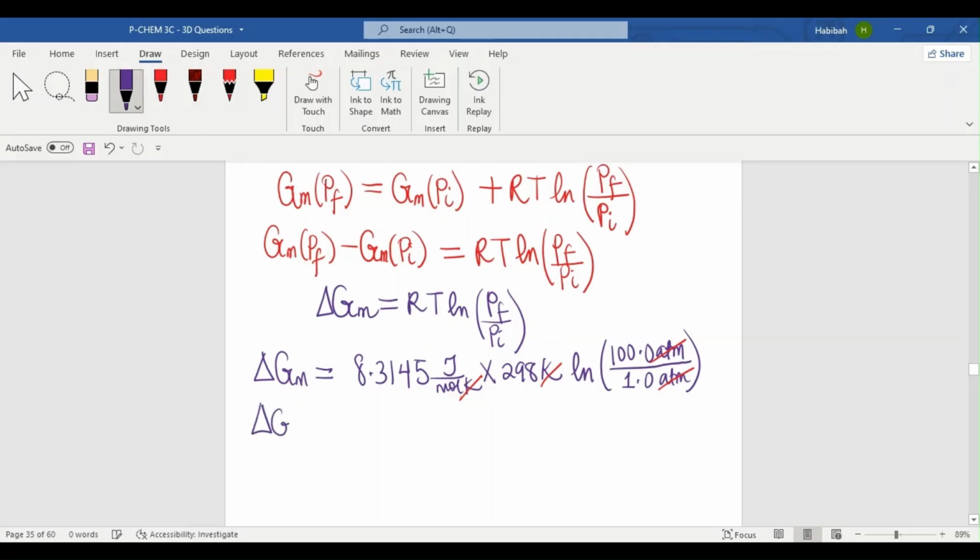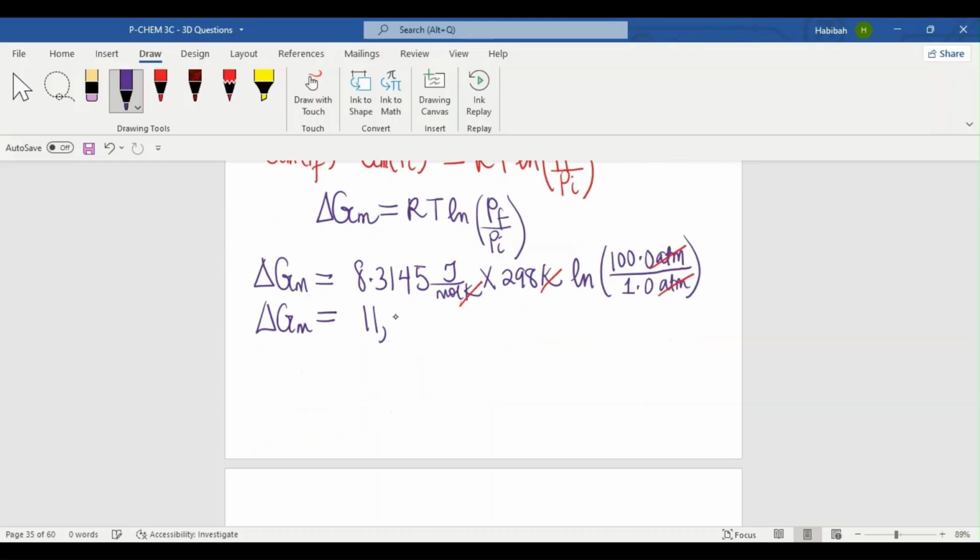So the change in molar Gibbs energy is just 8.3145 joule per mole Kelvin times 298 times ln of 100 divided by 1, which would simply be 11,410.33 joule per mole. Now, this is the answer you're supposed to get.